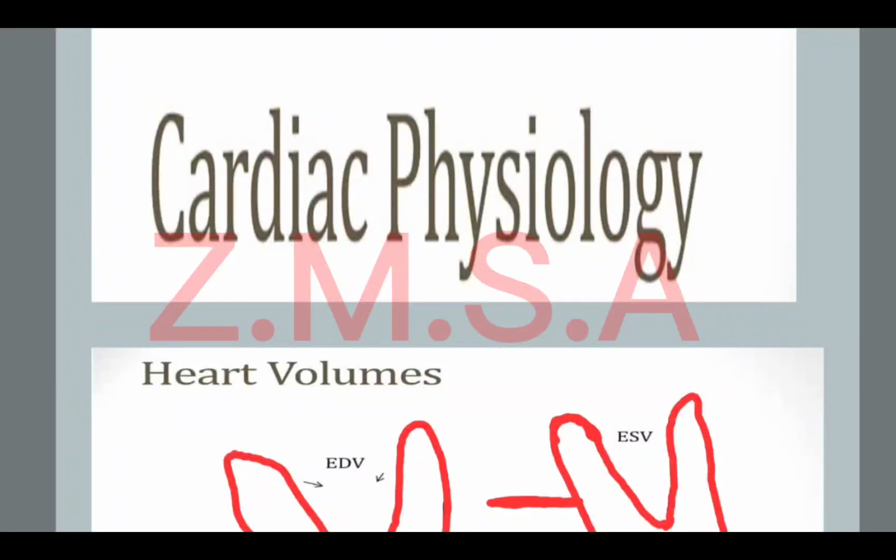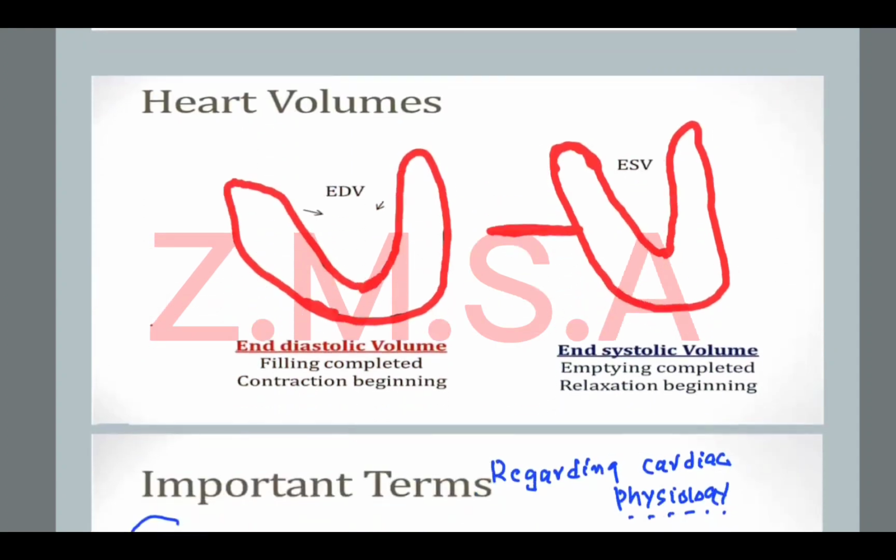Today our seminar is about cardiac physiology. In this seminar we will cover end diastolic volume and end systolic volume, systolic blood pressure, diastolic blood pressure, stroke volume, ejection fraction, cardiac output, pulse pressure, total peripheral resistance, mean arterial pressure, preload, afterload, contractility and heart rate. So let's start with heart volumes first.